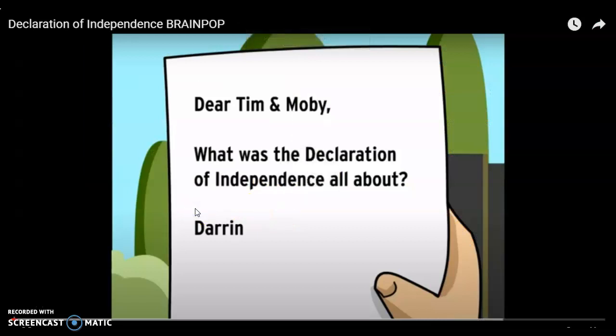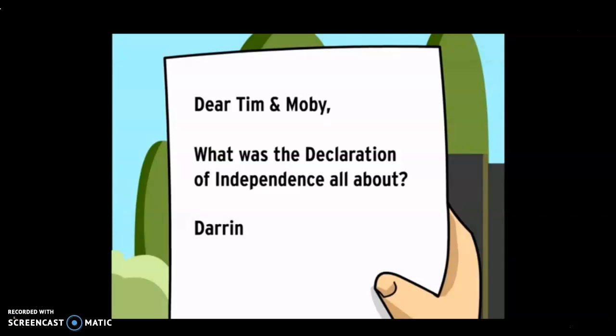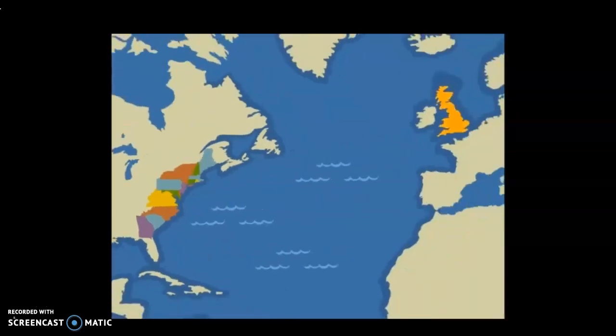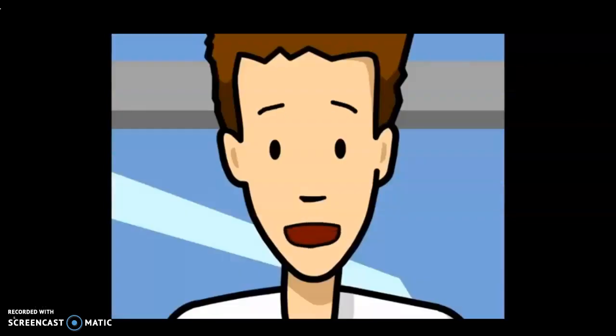Dear Tim and Moby, what was the Declaration of Independence all about? From Darren. Hey, let's take a break. The Declaration of Independence was just that. In 1776, the 13 American colonies declared that they were going to form a new country, totally independent or separate from Great Britain. Well, up until that time, Great Britain had ruled the colonies, even though they were all the way across the ocean. It made a lot of sense at first, maybe, but the colonies developed their own identity, and they had a lot of disagreements with their British rulers.